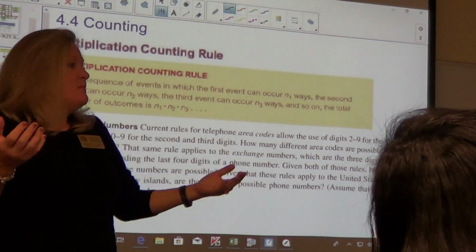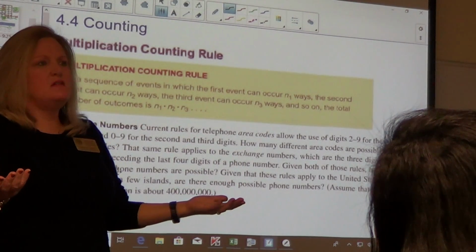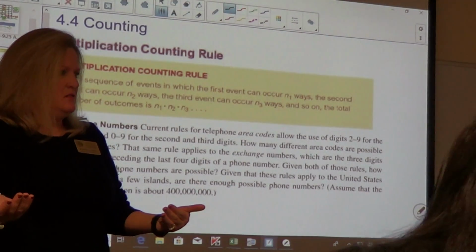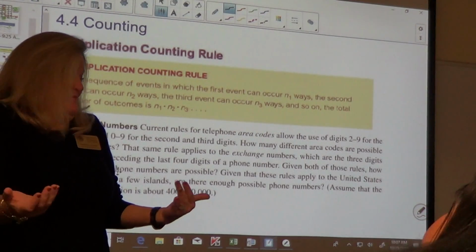No. So they ran out of numbers. Yeah. Well, how many numbers are there before you run out and have to get a new area code? That's what we're talking about now.